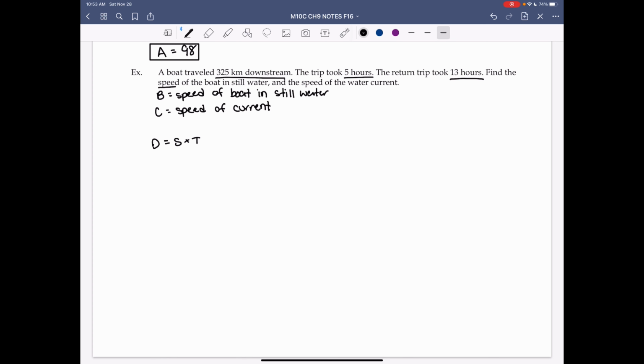We're going to make a table of values. We're going to have 2 rows and 3 columns. So our 3 columns are going to be distance, which is in kilometers for this question, speed, which would be in kilometers per hour for this question, and time, which is in hours.